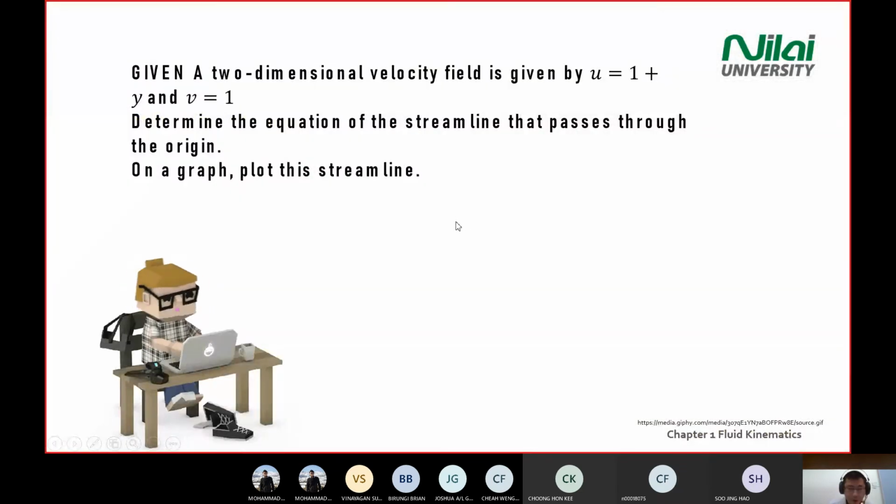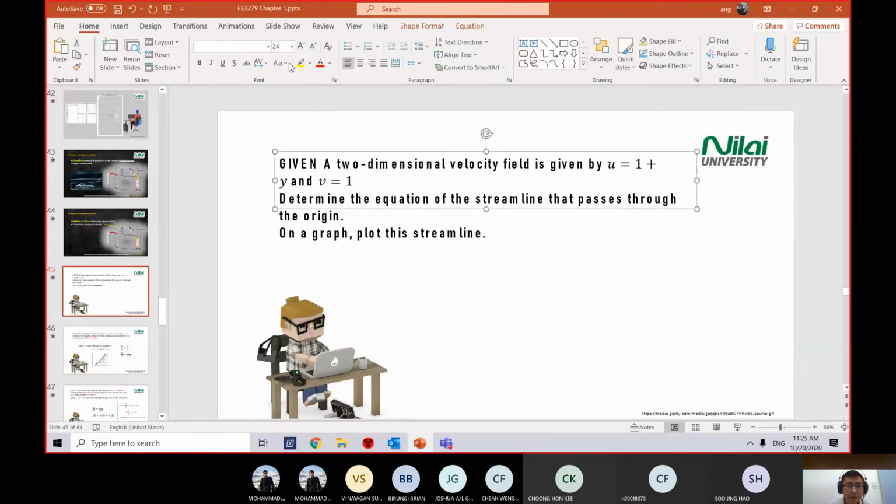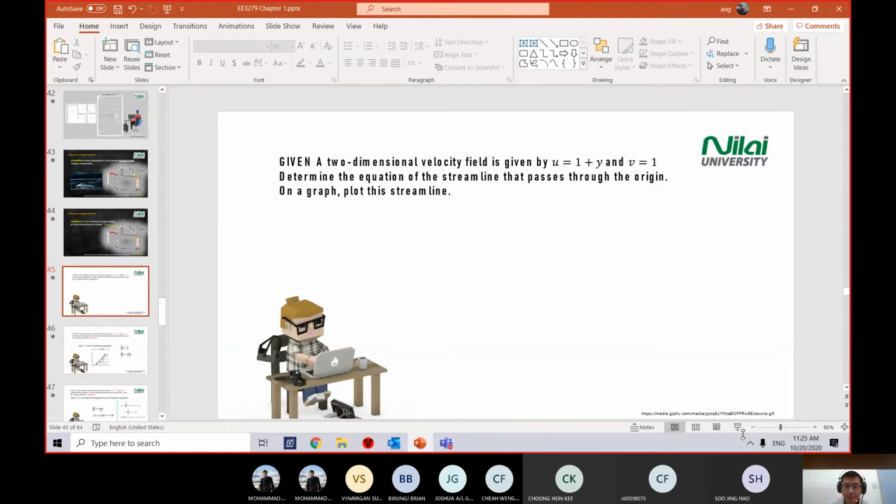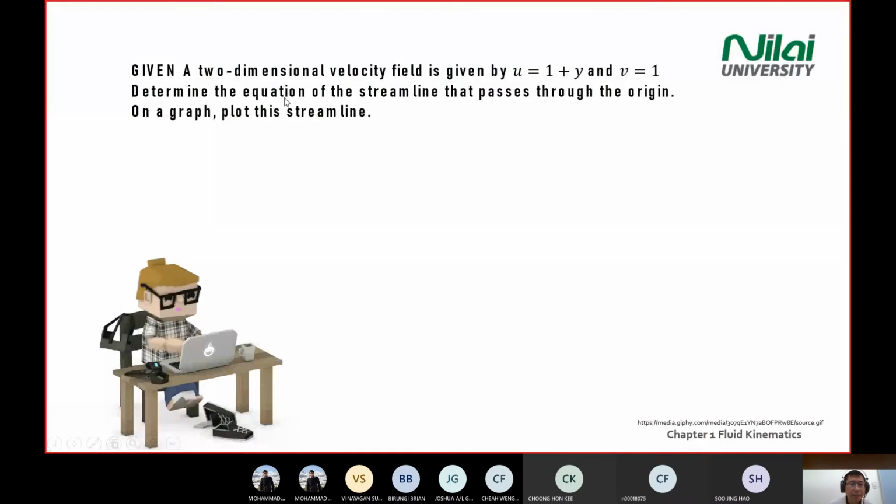Right. The last example for today's lecture, question 15. Given a two-dimensional velocity field, we have u equal to 1 plus y. Let me change the font of this. Okay, more readable. Determine the equation of the streamline. It asks you to establish the streamline that passes through the origin. On the graph, plot this streamline.